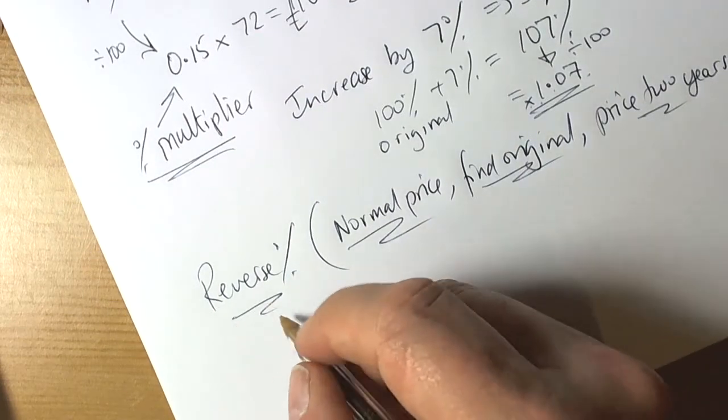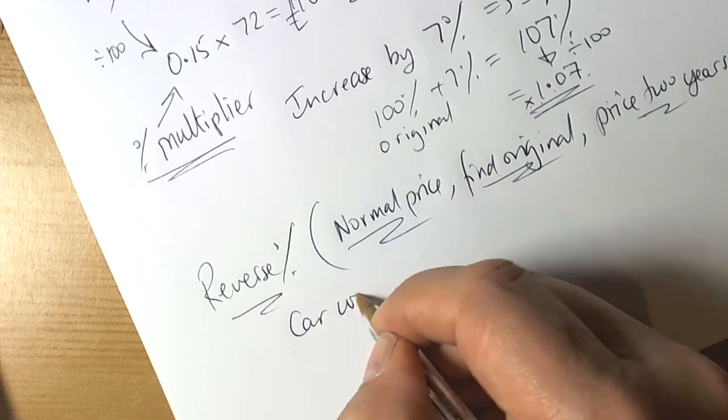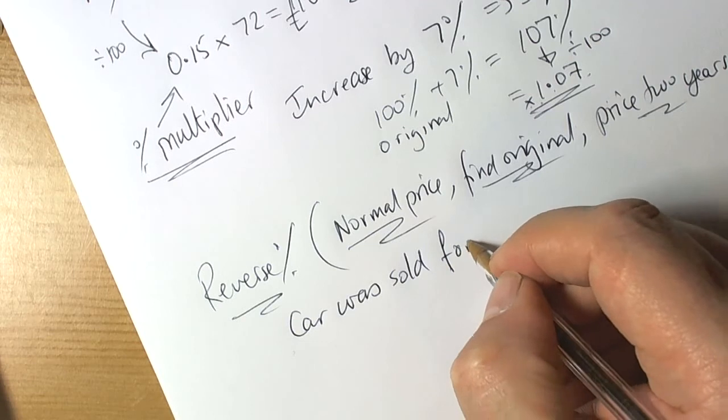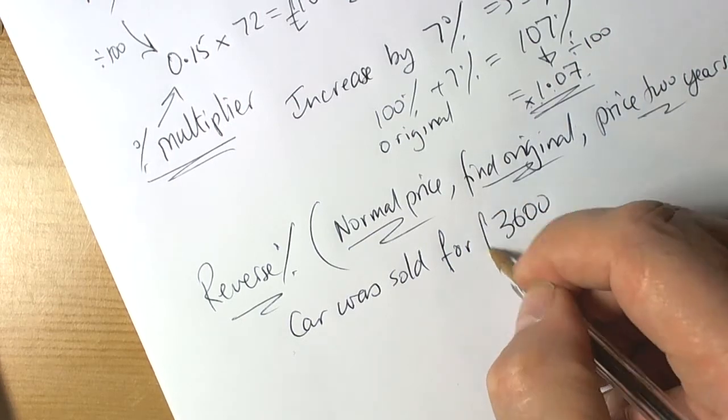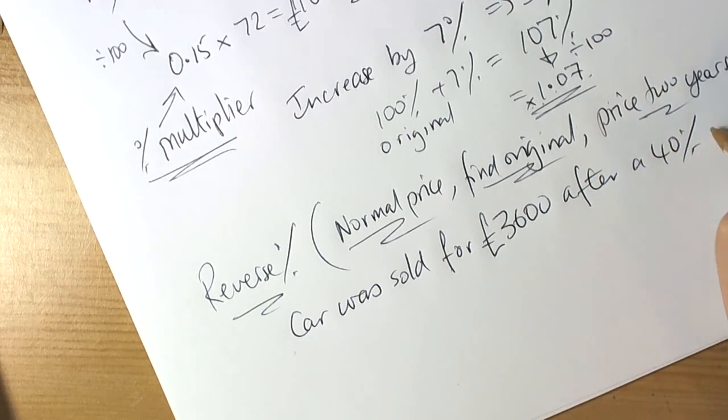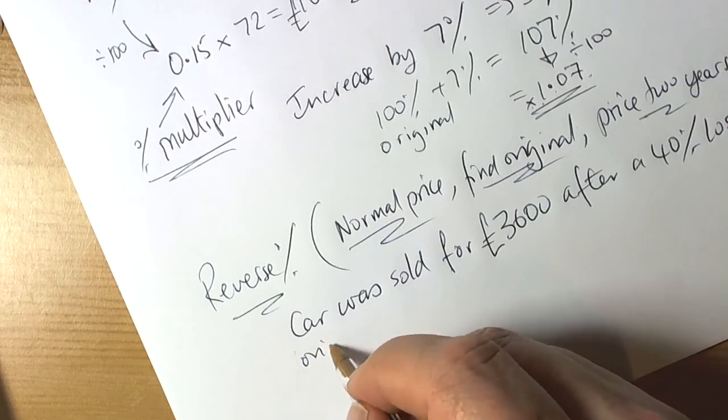So they might say something like a car was sold for £3,600 after a 40% loss in value. Find the original value.